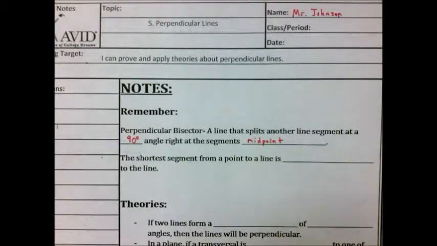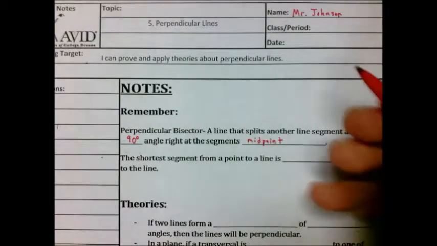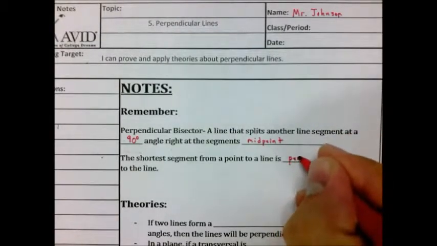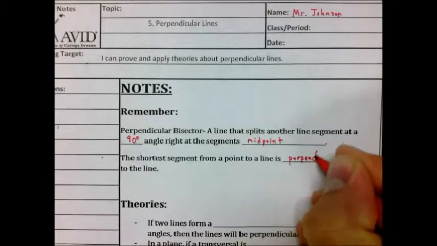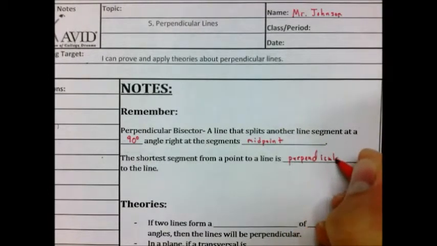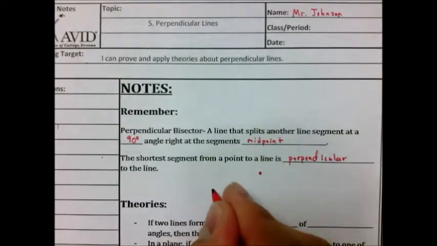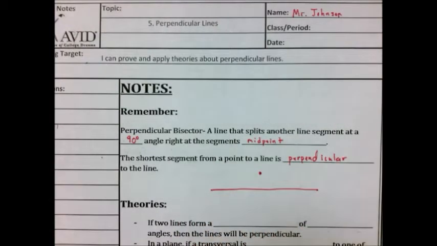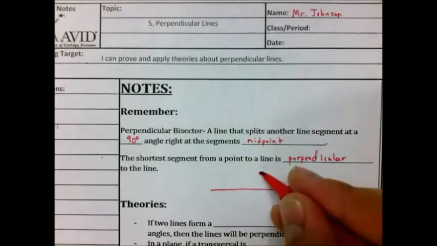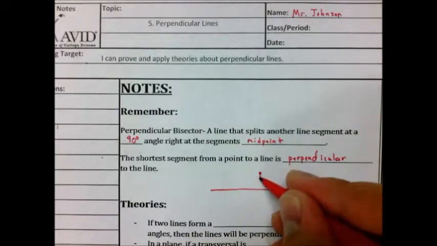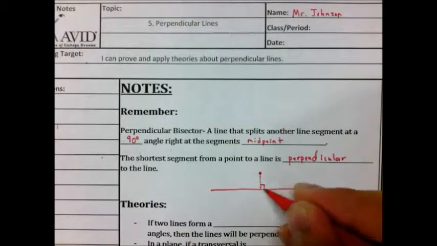The shortest segment from a point to a line is perpendicular to the line. So what that's saying here is if we have some point and some line through here, the shortest distance from that point to that line has to be perpendicular.